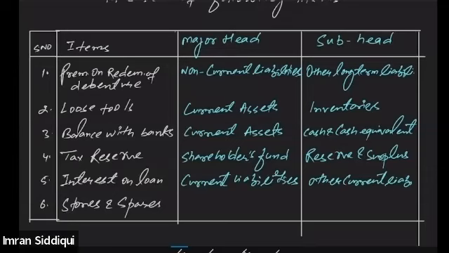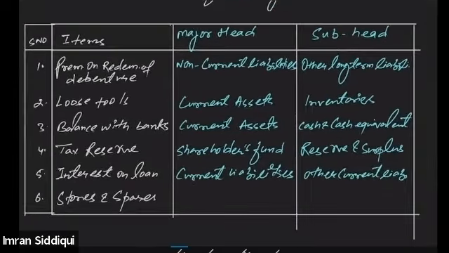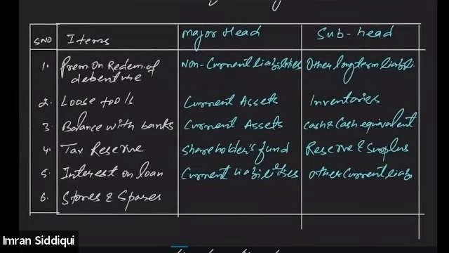And one last item is stores and spares. Tell me, under which major head stores and spares will fall and under which subhead? Current asset, that is right, will fall under the category of current assets. And under the inventories. Yes, that is right. Very good. Good job. All right.